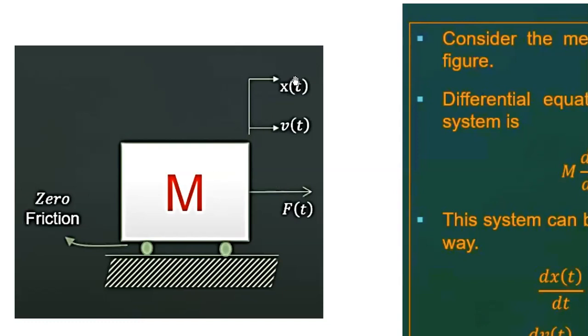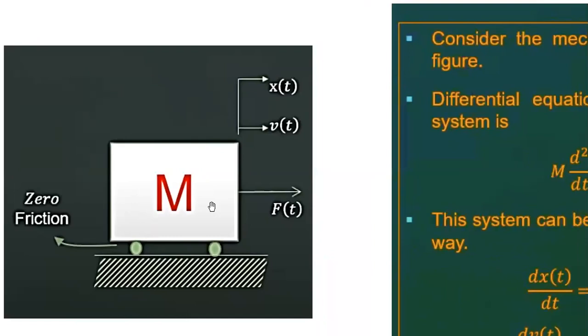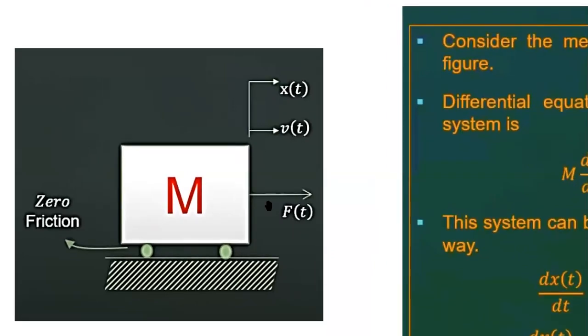It moves in the direction of force by a displacement of x of t with the velocity v of t. And one more thing that we can consider is that the friction is zero. So that will make it easy to understand how state space modeling can be used and how it's helpful. So force F is applied on a block of mass m, which gives the output as displacement x with the velocity v.